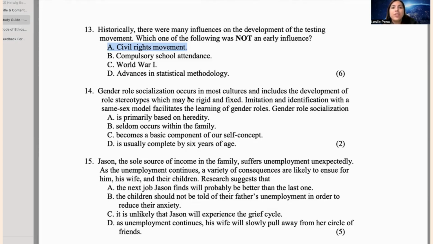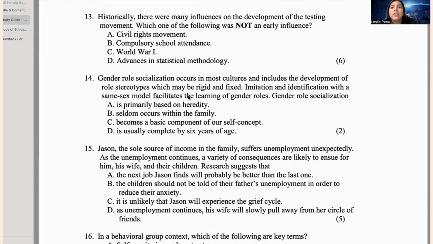Gender role socialization occurs in most cultures and includes the development of role stereotypes, which may be rigid and fixed. Imitation and identification with the same sex model facilitates the learning of gender roles. Gender role socialization is blank. I'm just a girl in the world. This is a part of my self-construct, my self-concept. The answer is C.